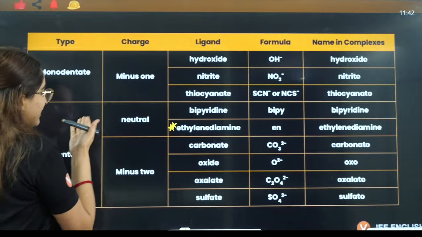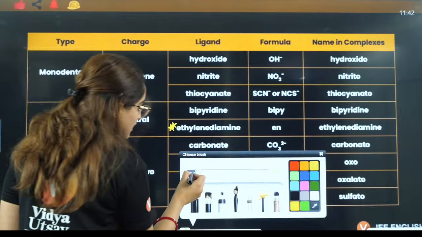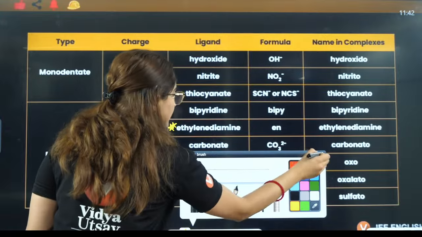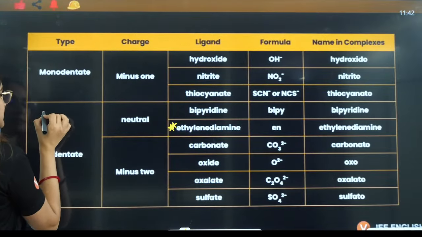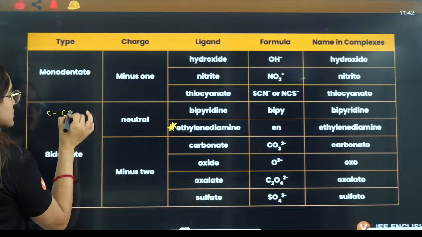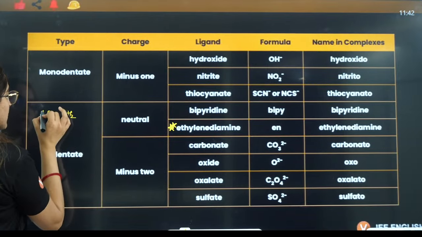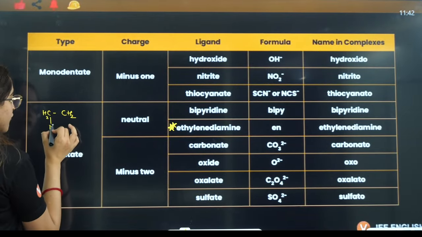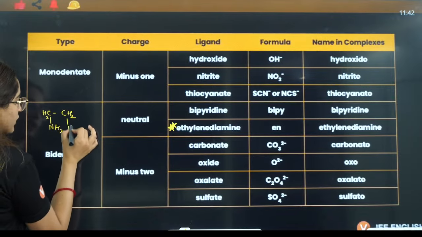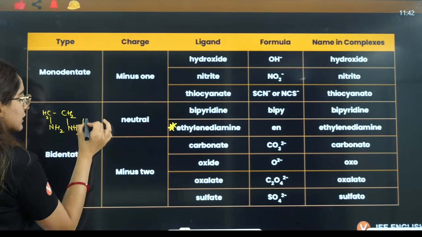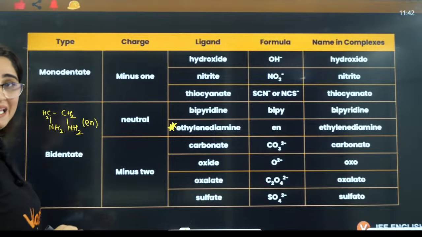I'll just write it here, I have space. Ethylene diamine is written like this: this is ethylene, CH2, and here you have diamine, NH2, and here also NH2. This is ethylene diamine, represented by En, right?